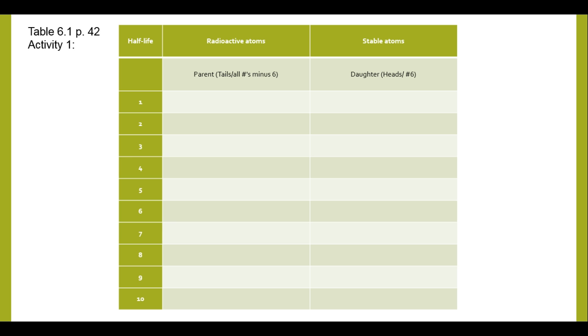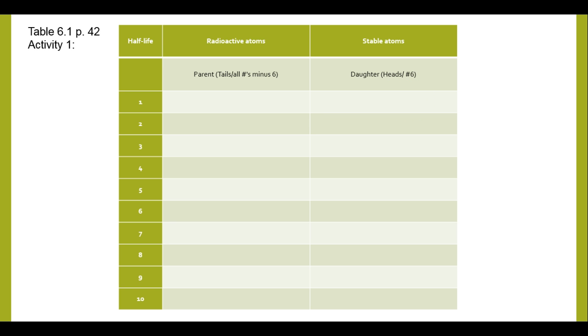In activity 1, you're going to take 100 pennies or 50 dice, put them together, shake them up, and pour them out. You're going to count out the number of tails you have, which will represent the parent if you're using pennies, or all other numbers minus 6, which will also represent the parent if you're using dice, and record it in your table. On the other side, you're going to record the number of heads if you're using pennies, or the number of sixes that are rolled out of the 50 dice here.